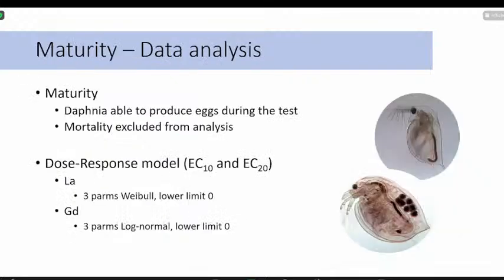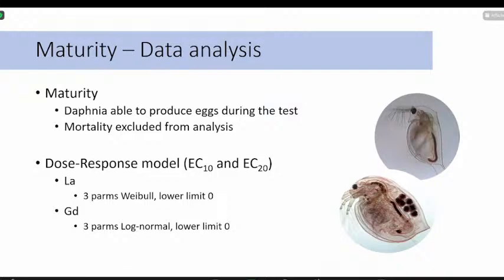Our last endpoint is the maturity. We count maturity as the number of daphnids that could produce eggs. This is when we say they were mature. Here is an example of what we consider a not mature daphnia, and then one with eggs, which is one that has reached maturity. We calculated from the initial numbers of daphnia, and we excluded the mortality from the calculation. So, how many in total from the daphnias in the beginning could reach maturity at the end.